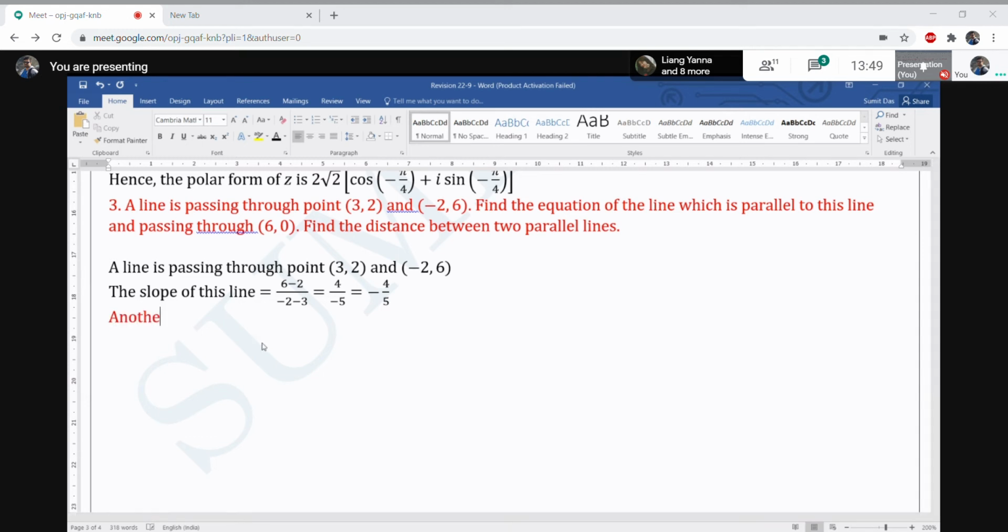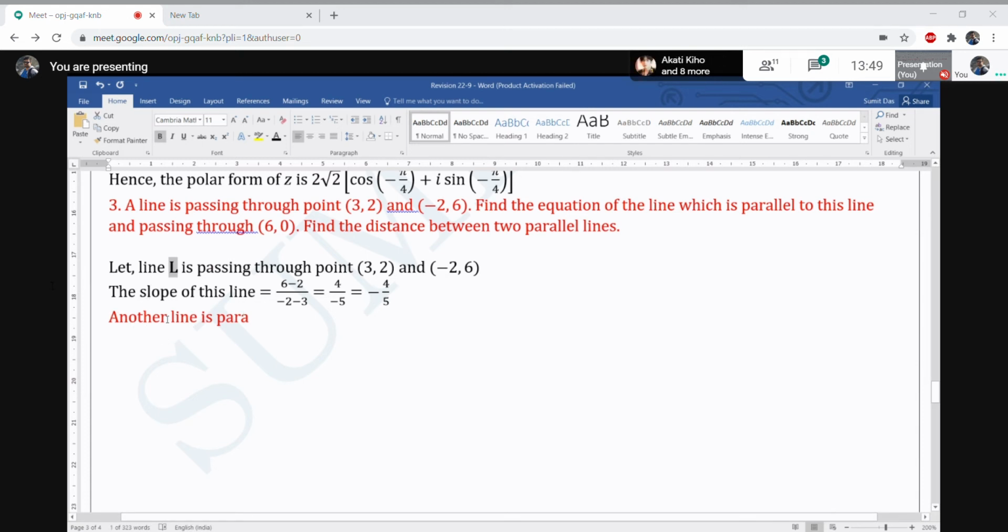Another line is parallel. Let's write down the name. I'm not drawing a diagram, but you can draw a diagram. You can write, let line L, I'm naming this one, line L passing through this one. So another line, say J. Another line J is parallel to line L.